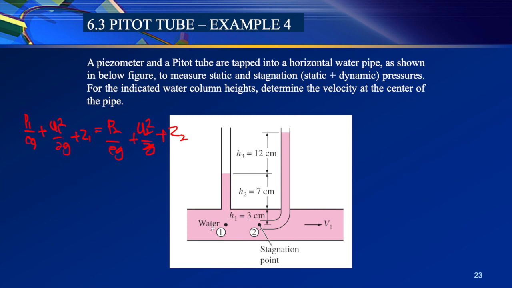Both of these points are at the same level, so there will be no elevation difference here. Velocity at point 2 is 0 because it's a stagnation point, therefore U2 can be cancelled out. So rearrange: U1 squared over 2g equals P2 minus P1 over rho g. So now U1 is equal to the square root of 2 (P2 minus P1) over rho.